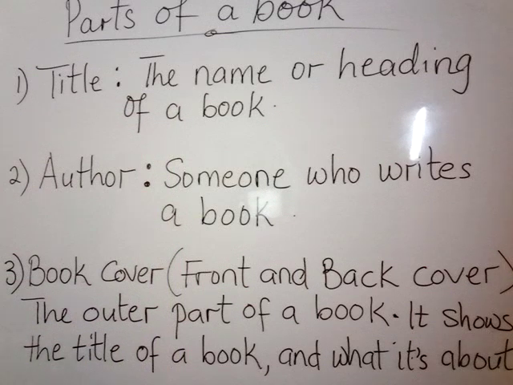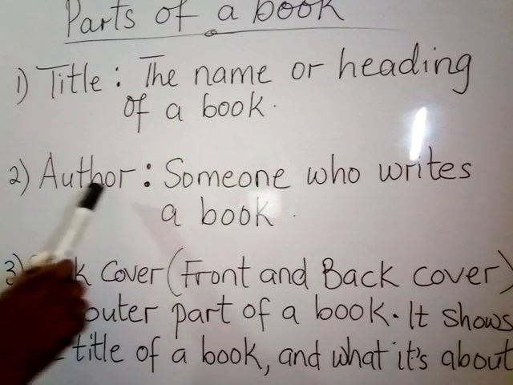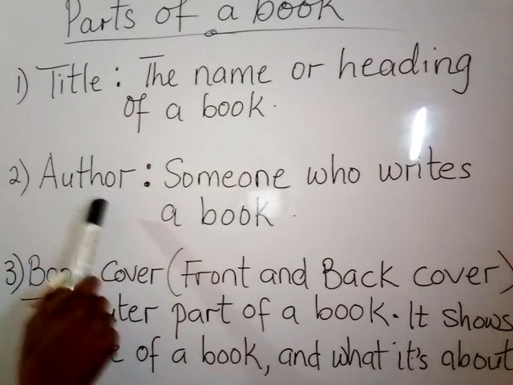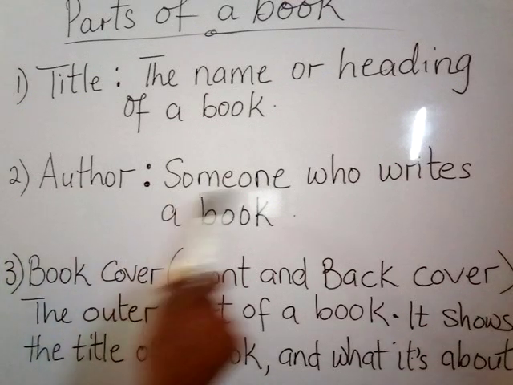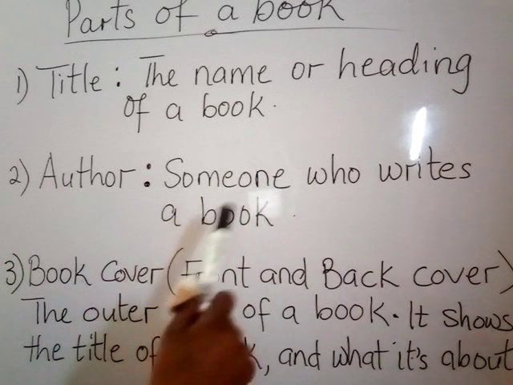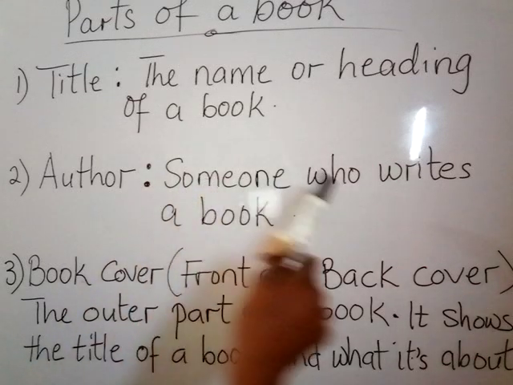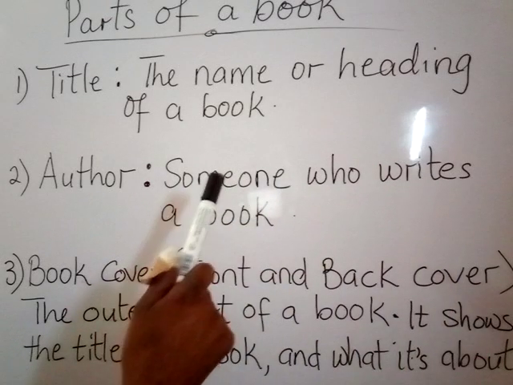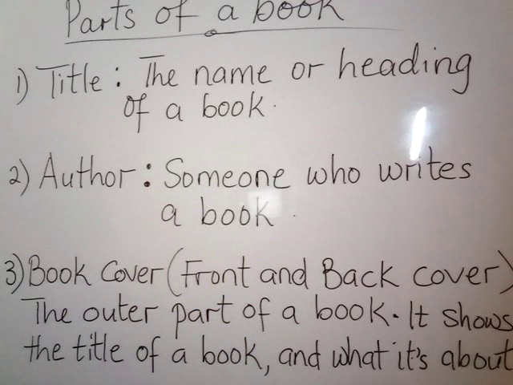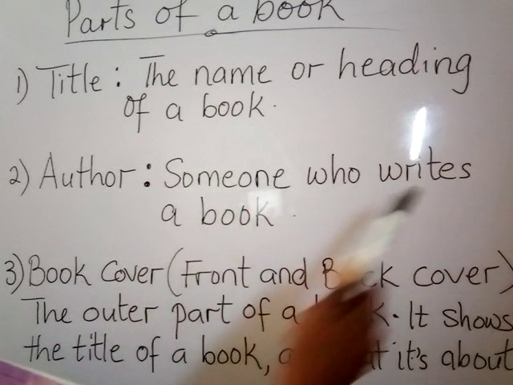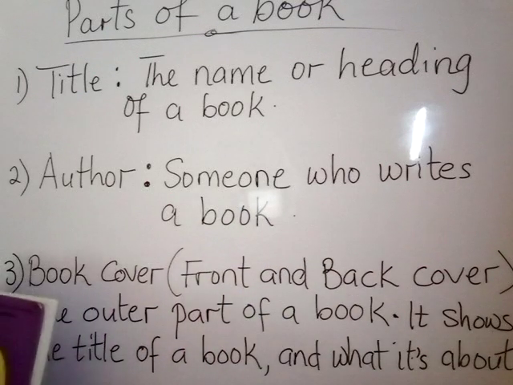Okay, so the next one here is author. When you hear author of a book, it means the person that writes a book. Or if you're talking of a particular book, it refers to the person who wrote that book. An author is somebody that writes a book, but in a particular case, you could say the author is the person that wrote that book.